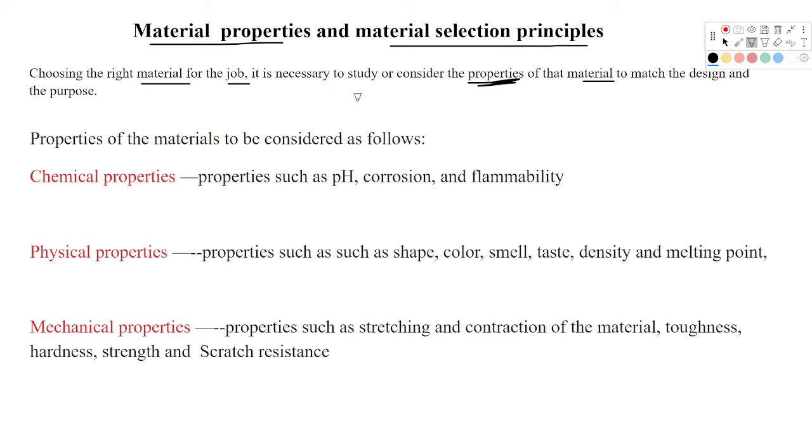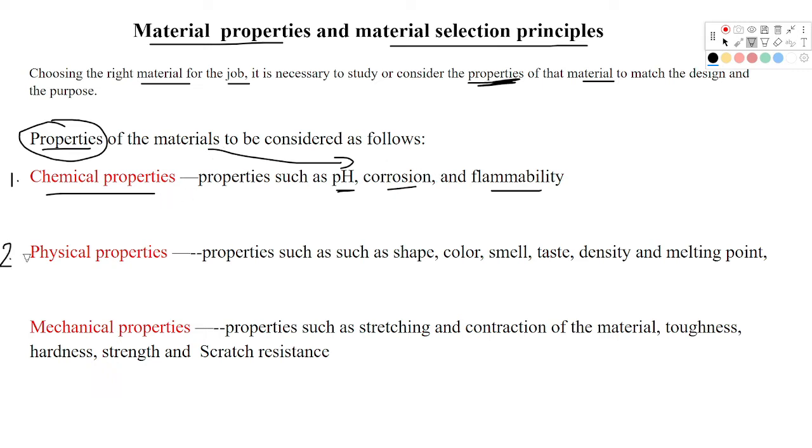Now, properties of materials to be considered are as follows. These are the properties that you have to look at before you choose a material that you need to use. The first one is chemical property, and in chemical property you look for things such as pH, corrosion, and also flammability of that material. You look at the pH, the corrosion, and flammability of that material.